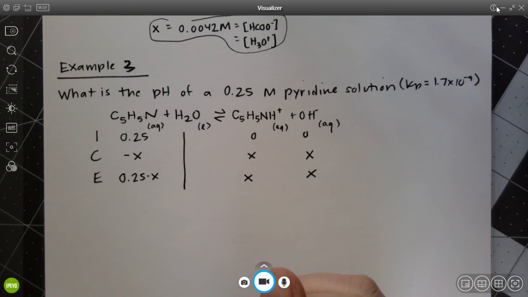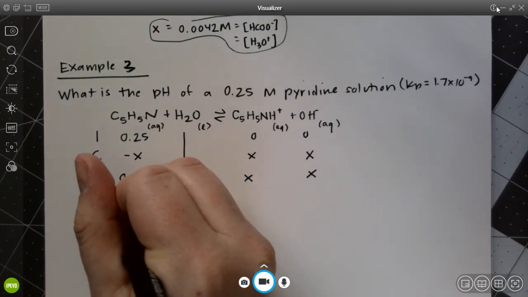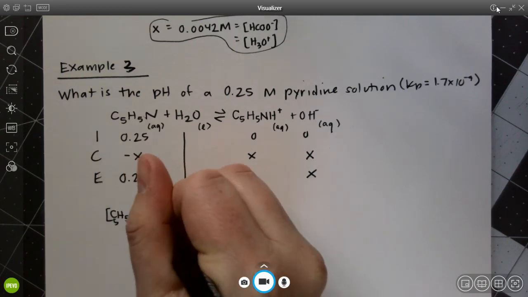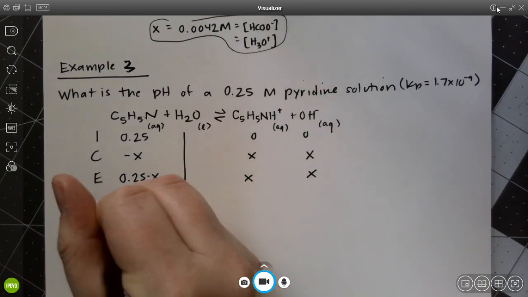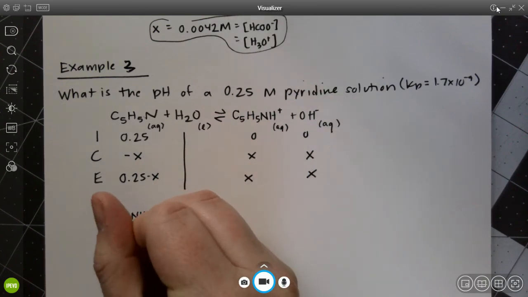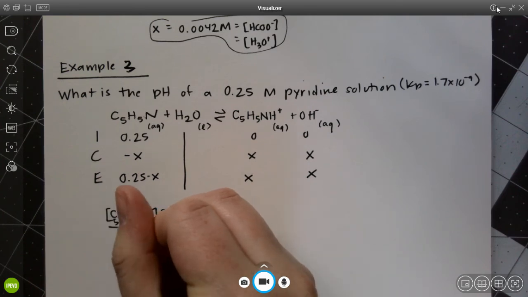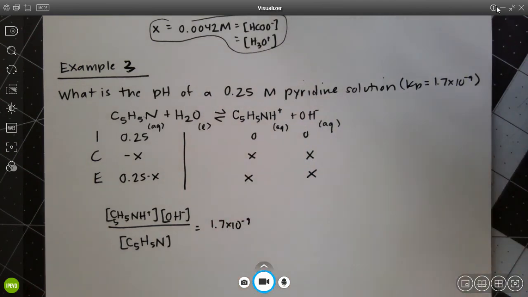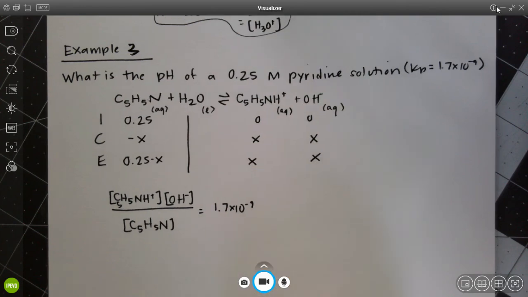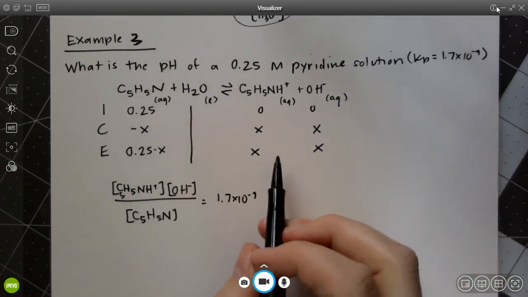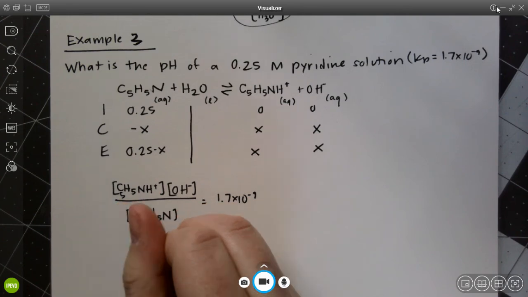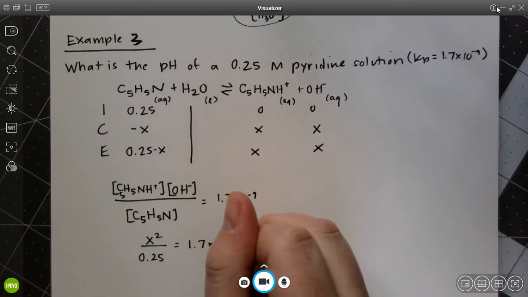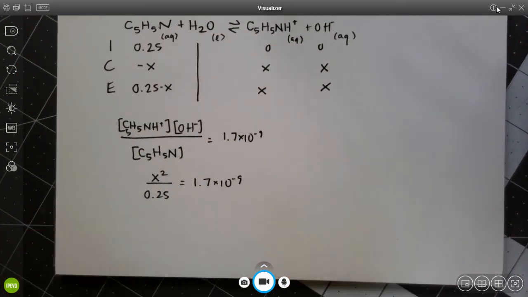And then when I put this equilibrium expression together, I'm going to have the concentration of my conjugate acid, C5H5NH plus, times the concentration of OH minus, divided by my original concentration of pyridine. And that whole thing is equal to 1.7 times 10 to the negative 9th. So the setup is exactly the same. And this is why I said I don't know if you need to show this ice table every time, because you'll see it is equal to X squared over my original concentration, and that is equal to my Kb value. Then it's an issue of solving for X.